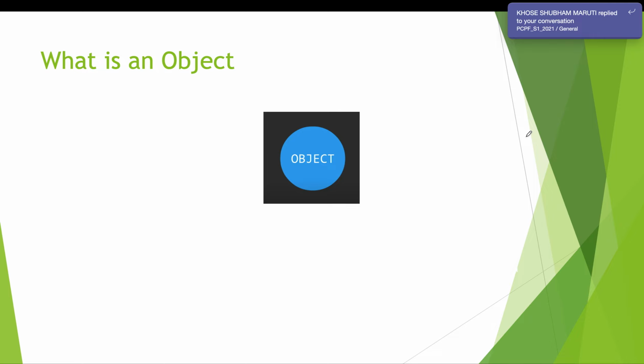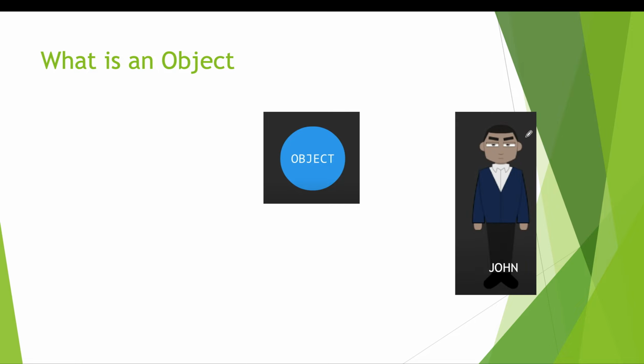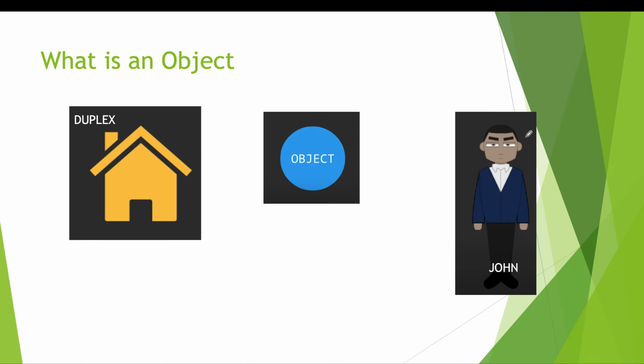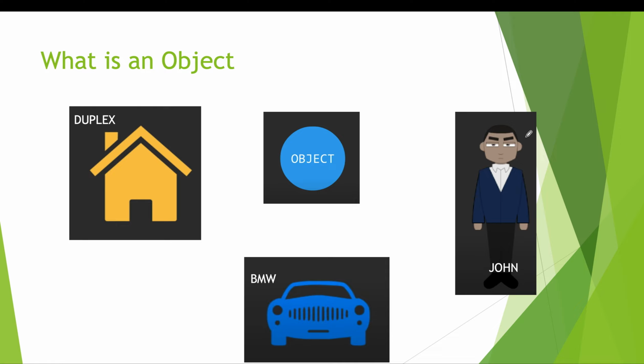Fine. So when we are talking about objects in general language, generally when we talk about objects, we refer to things like man, John. So John, you can say, is an object. Next is a house. You can say a duplex house. Duplex house is an object. BMW car is an object. So everything around us, this pen, paper, laptop, maybe your headphone, your earphone, anything, your charger, everything is an object, and everything has some special features.